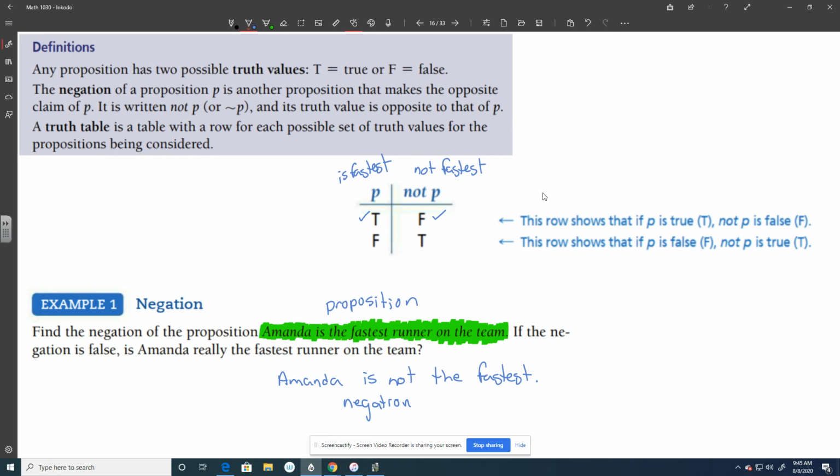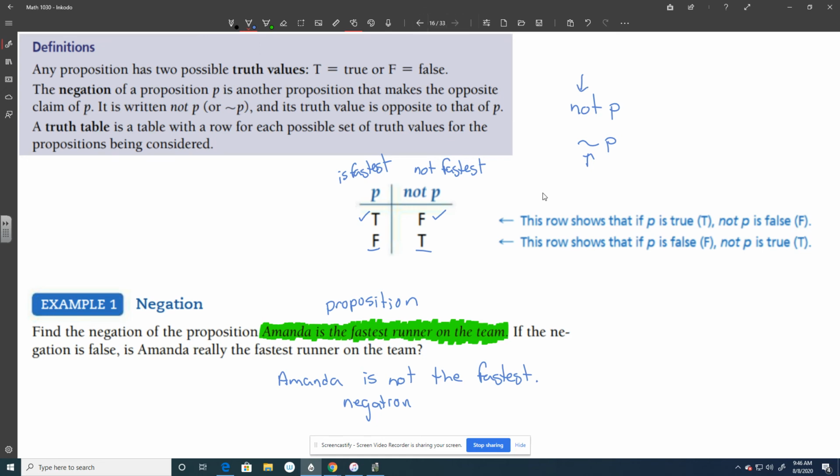And if she is not the fastest, so when it says is fastest, if that is false, then she is not the fastest, which is the true part of it, okay? Now, sometimes, and I haven't seen this in the homework yet, but that doesn't mean it's not going to show up in the future on a test or quiz, but sometimes with the negation, you've got some definitions up here that you can copy down, but sometimes we write it as not P, or you might also see it written as this. And this symbol right here is the same thing as the word not. They represent the same thing.